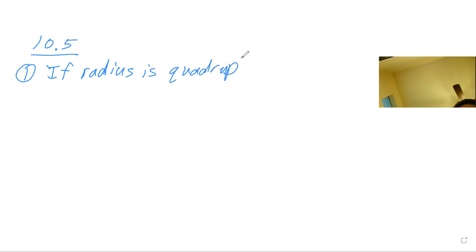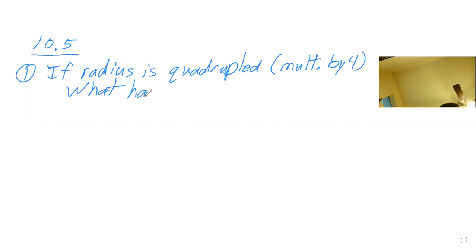So it's 10.5. The first one I showed already, number one, was basically: if the radius of a circle is quadrupled, basically it's multiplied by 4, then what happens to the area and the circumference? You ought to be able to tell us what would happen. That means how much is the area and the circumference multiplied by?